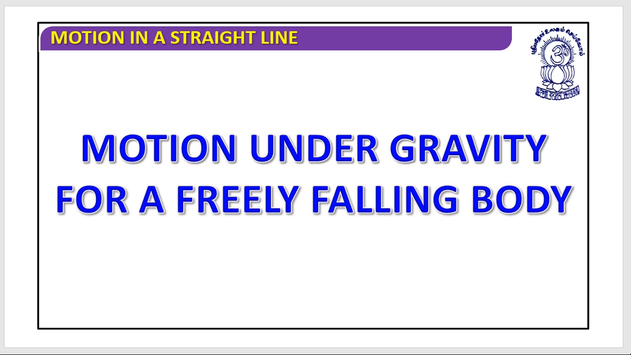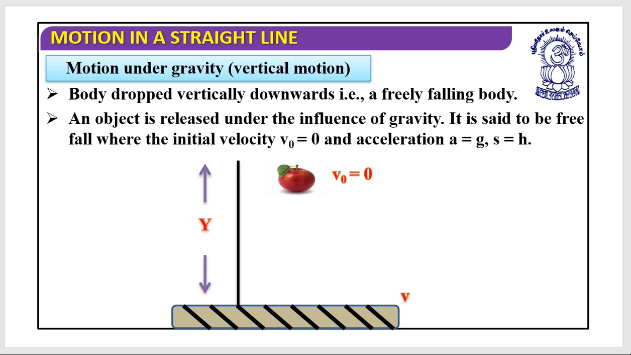Today in this session we are going to discuss the motion under gravity for a freely falling body. If you remember, in the previous two classes we were discussing the kinematic equations for uniformly accelerated motion. In this case we are going to do the same thing with the same relations. The difference is that the motion in the previous classes was generally on the x plane, in the horizontal plane. In this situation the motion will be in the vertical plane. So let's begin with today's class.